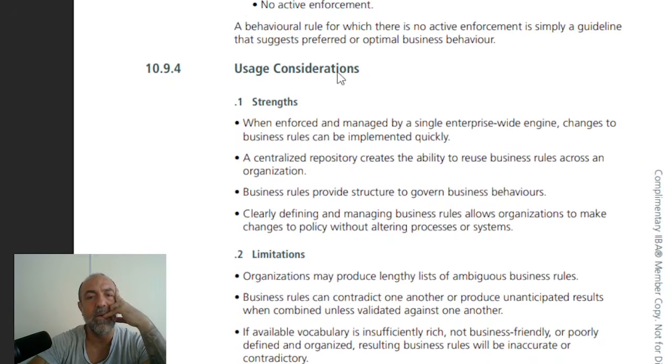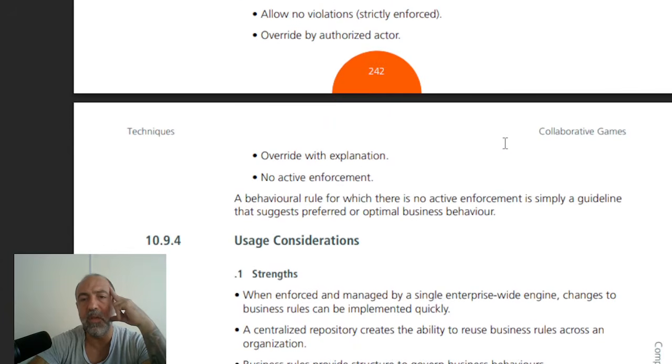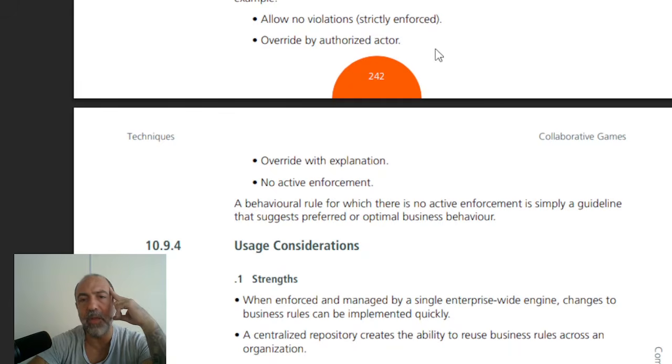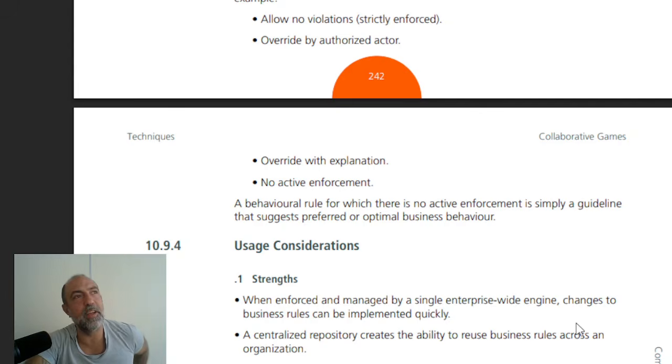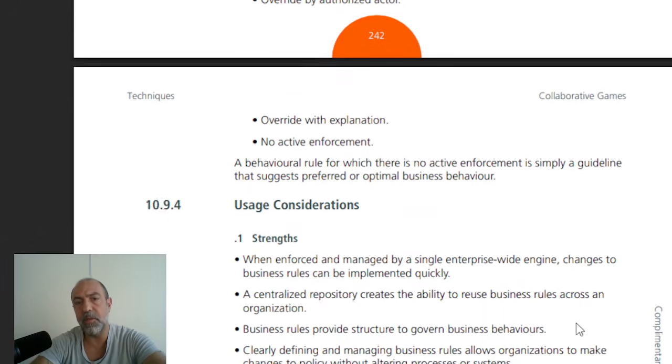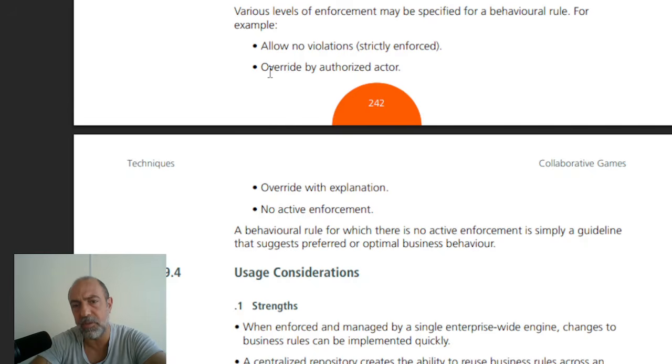All right. I think here basically they're telling you that it's laying between, like, you can do whatever you want to, don't you dare do anything different, and everything in between. And these two basically are interesting because of override with authorized actor, override with explanation. Like, authorized actor is a trained agent. With explanation, you kind of are given, like, it's okay.